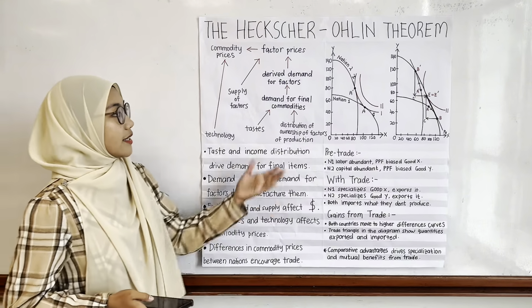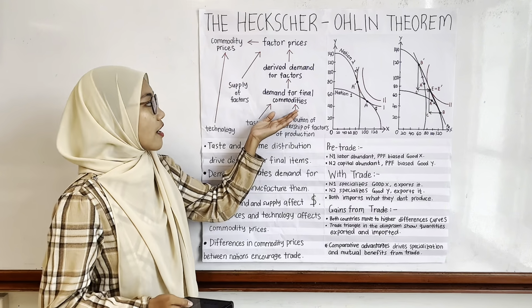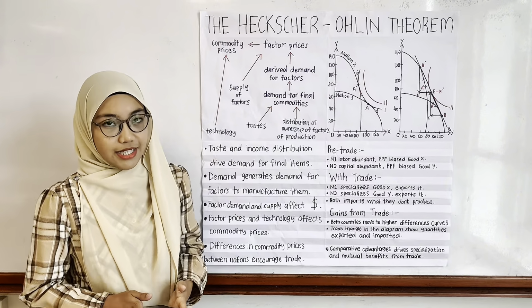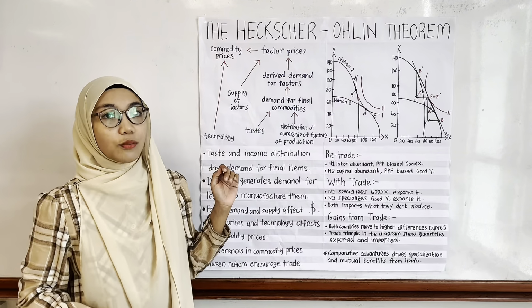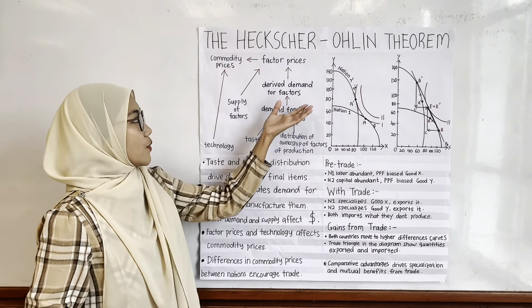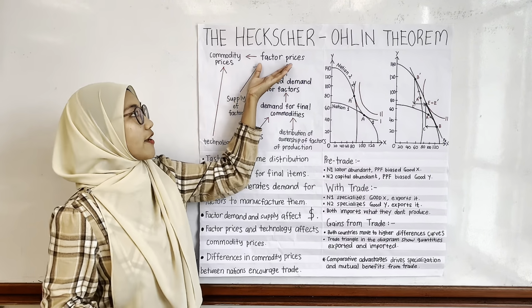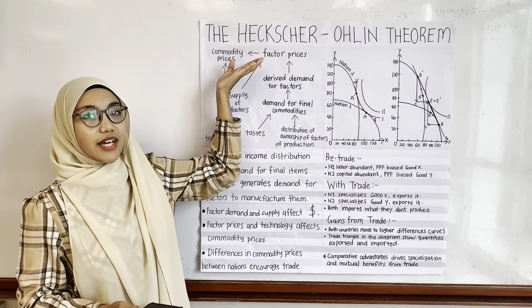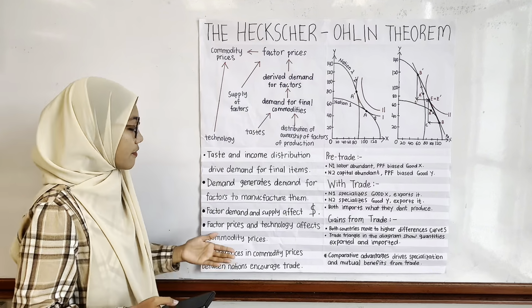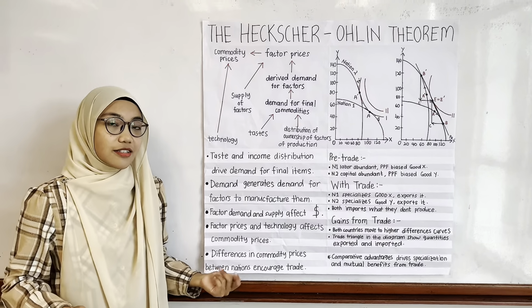First, taste and distribution of ownership of factors of production will drive demand for final commodities. Demand will generate demand for factors to manufacture them. So, factor demand and supply of factors will affect factor prices. Factor prices and technology will affect commodity prices. The differences in commodity prices between nations encourage trade.